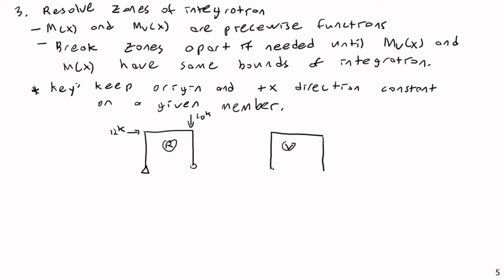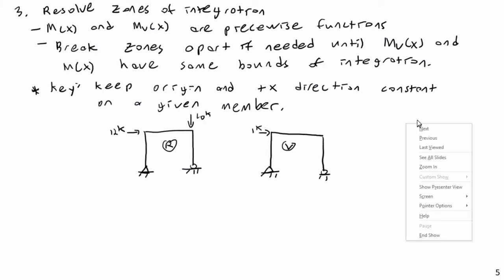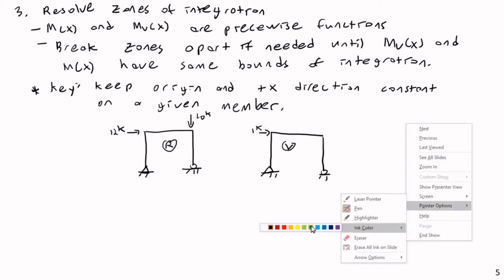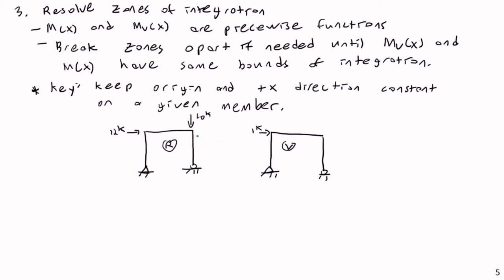So if you have a virtual system here, and maybe we wanted to find the deflection at the upper left-hand joint there, so I'd have a 1 kip load there. But if I wanted to integrate each of these, I would want to use the same plus x direction, same origin for each member. So on this element here, if I call this x equals 0 and going down positive, I would have x positive like this.